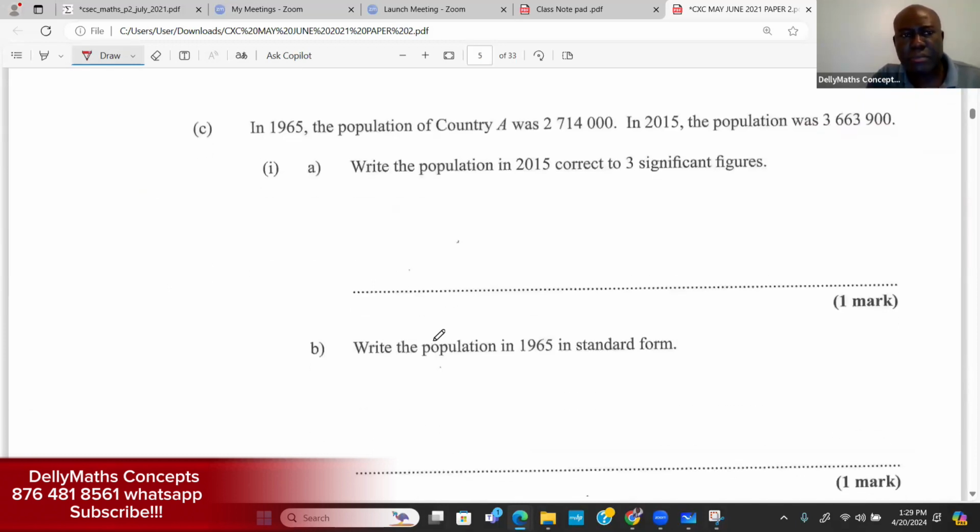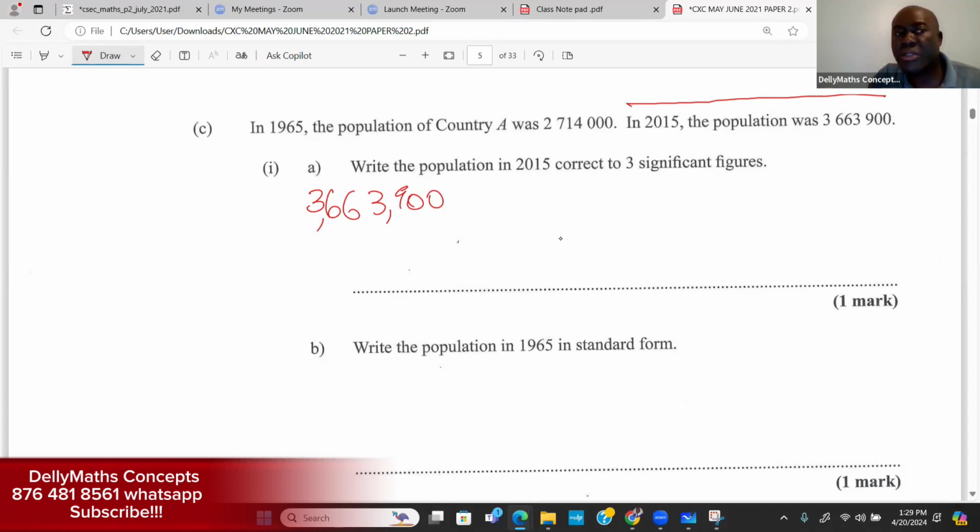All right, let's take a look. In 1965, the population of country A was 2,714,000. In 2014, the population was 3,363,900. Write the population of 2015 correct to 3 significant figures. So we want to write this correct to 3 significant figures. Remember, all digits are significant except 0, which may or may not be.